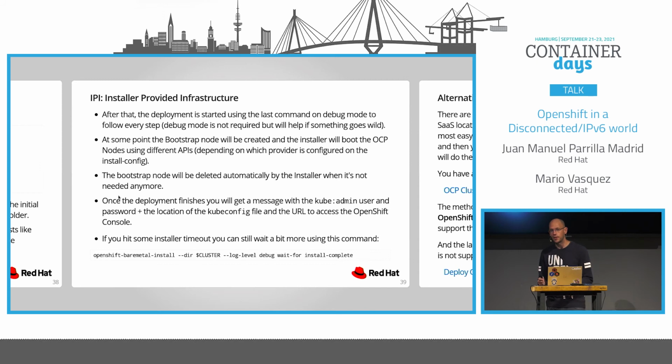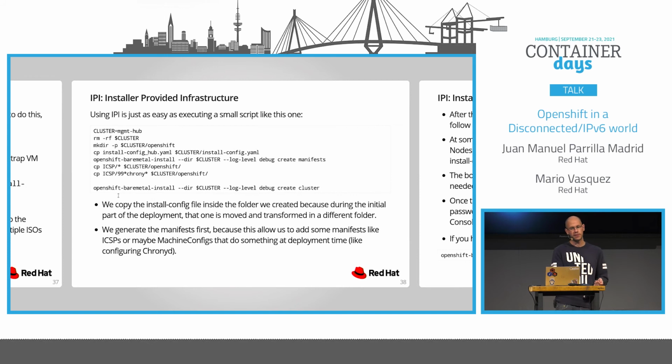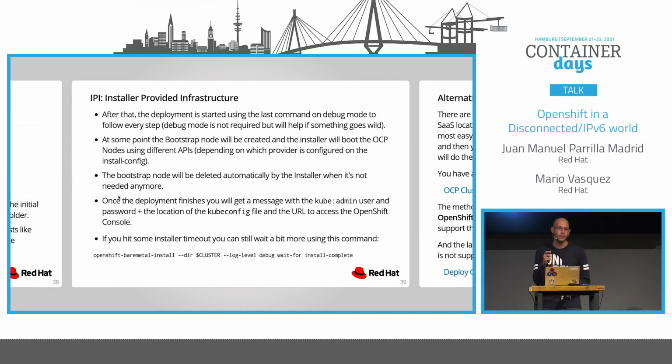After that, the deployment is started. It will use the last command that you see here, the openshift-baremetal-install command. It will create a bootstrap VM. This VM, as I said, will live in the helper node. This helper node at some point will stop that VM because the installer has already created all the things and the etcd cluster is already in consensus. So the bootstrap VM will be erased and the cluster will be self-installed by itself.